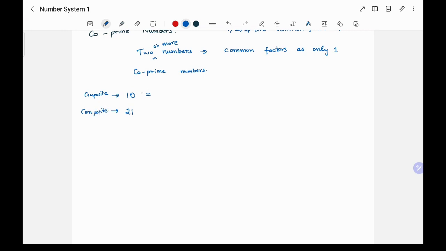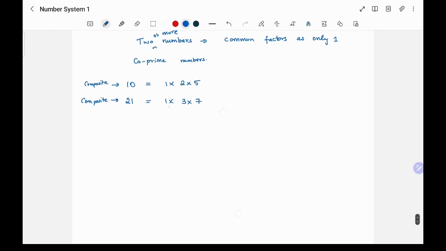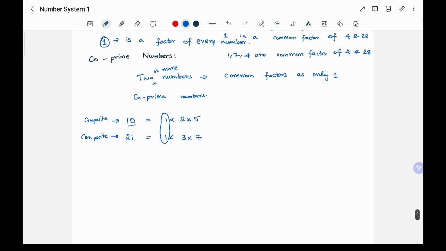Now let's factorize it. So this is 2 into 5. We'll also add 1 everywhere, so it is easier for us to map. 1 is anyway there, we'll just add it. 1 into 3 into 7. So now if you see, only 1 is the common factor of 10 and 21. But you can observe that 10 and 21 are in themselves composite numbers, but the common factor between them is only 1. So 10 and 21 are co-prime numbers.